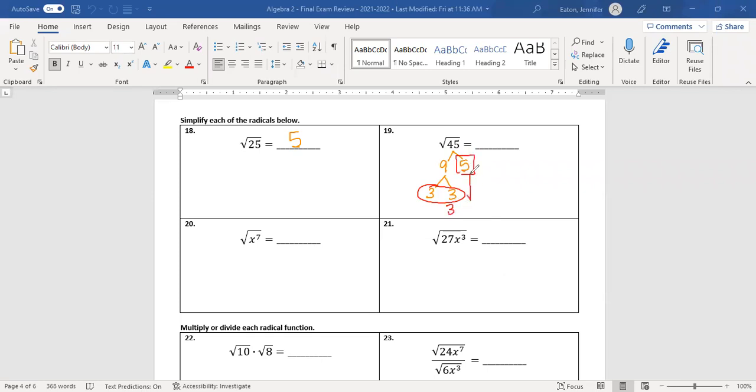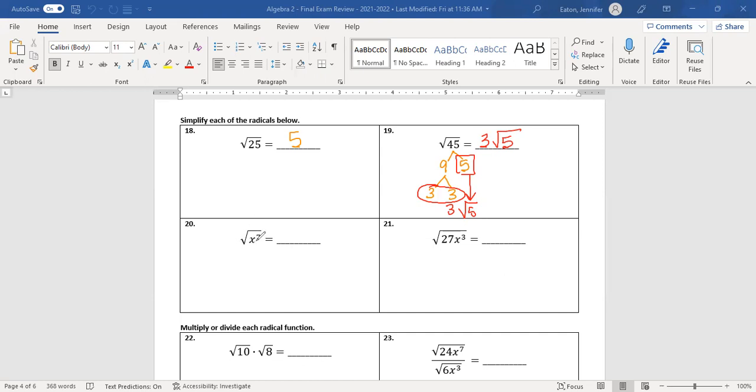There's only one 5, so that 5 stays on the inside. So square root of 45 reduces down to be 3 root 5. For 20, we have to reduce our variable inside of our root, and I absolutely love doing these because I think it's so clean and simple here.